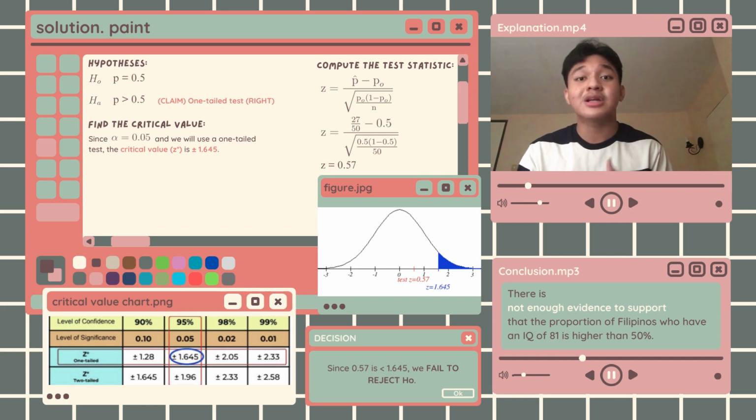Now, let's find the critical value. Since the significance level is 0.05 and we're dealing with a right-tail test, the critical value is 1.645. The next step is computing the test statistic.